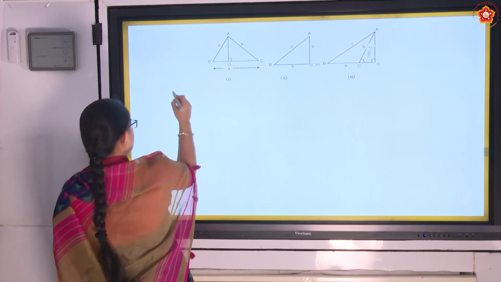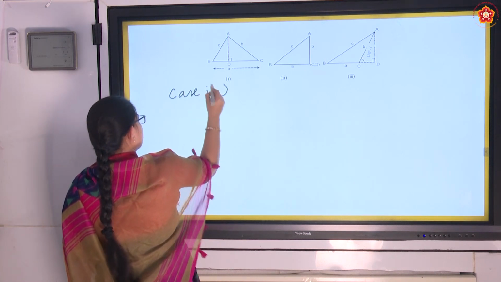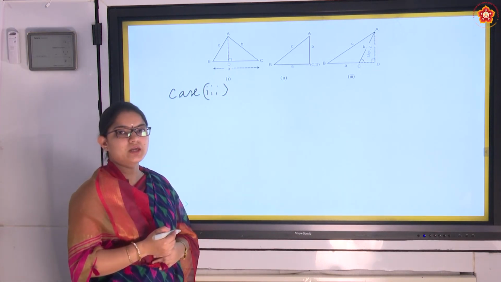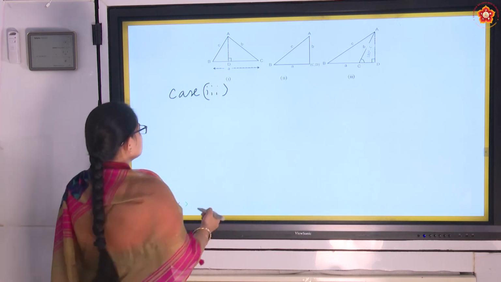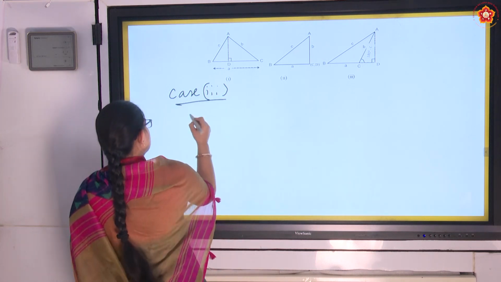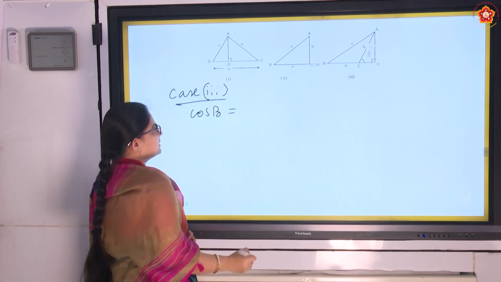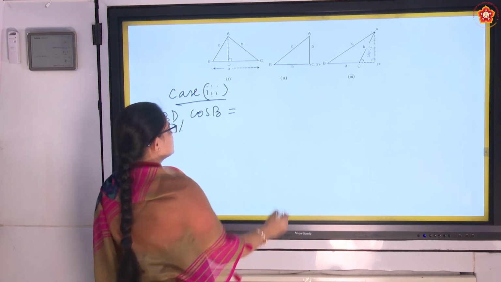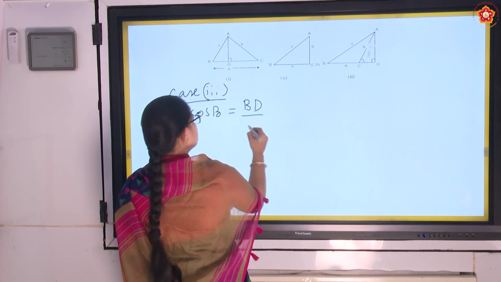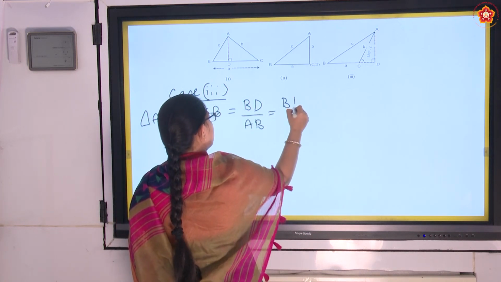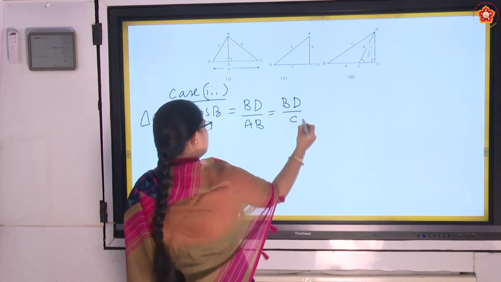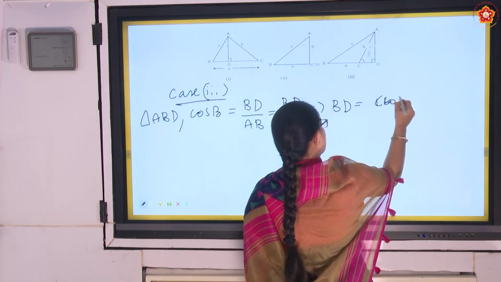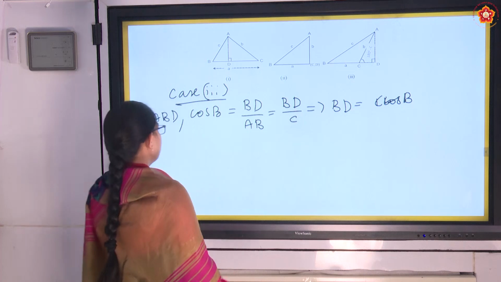Now, let us find out in case 3. So, in case 3, we know that angle C is obtuse angle. So, we have to make use of the exterior angle. Let us find out what is cos B. We have to consider the triangle ABD. So, what is cos B? Adjacent side BD by hypotenuse AB, that is C. This will imply BD is C cos B.